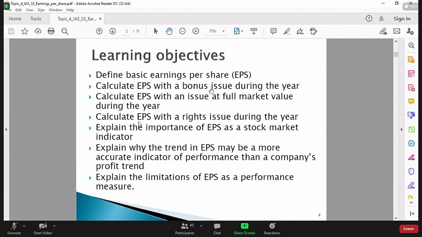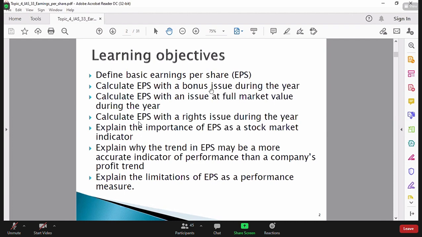Okay, bonus issue, it is something that the company provide ataupun company bagi pada shareholders. So the company give the shareholders extra shares. Okay, so that shares yang extra tu we call it as a bonus issue. So the shareholders, dia tak payah beli lagi shares tu, but dia punya number of shares increase because of the bonus issue. Do you understand now?